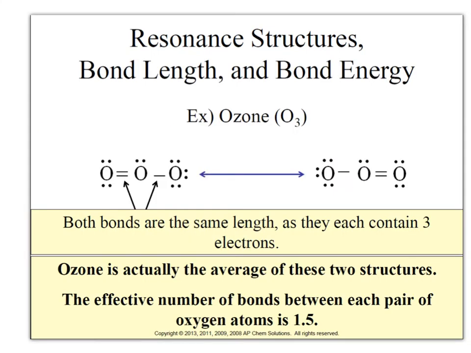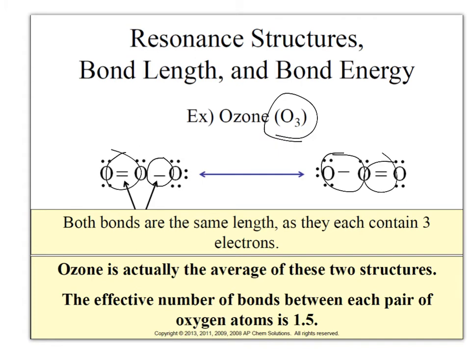Okay, so one example of a resonance structure is ozone. That's O3 right here. So what you look at here is you have a double bond and a single bond, right? But we know this about oxygen, it generally likes to form two bonds, right? Same thing here, single bond, double bond. So you can see they're basically kind of mirror images of each other.